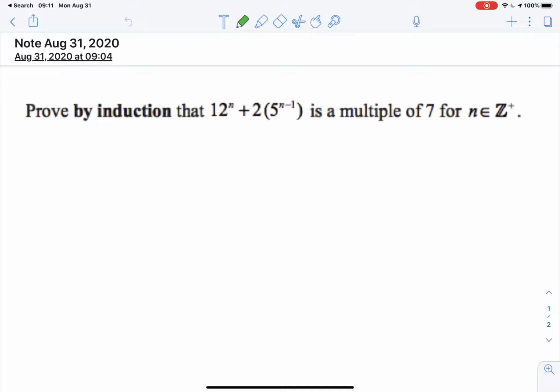All right, MathHL, let's take a look at another induction problem. This time, the question is about divisibility, specifically the idea that we're looking to show that this expression represents a multiple of 7 for all positive integers. So that's what this means. So we're going to go through the normal steps of math induction to demonstrate that this is true.